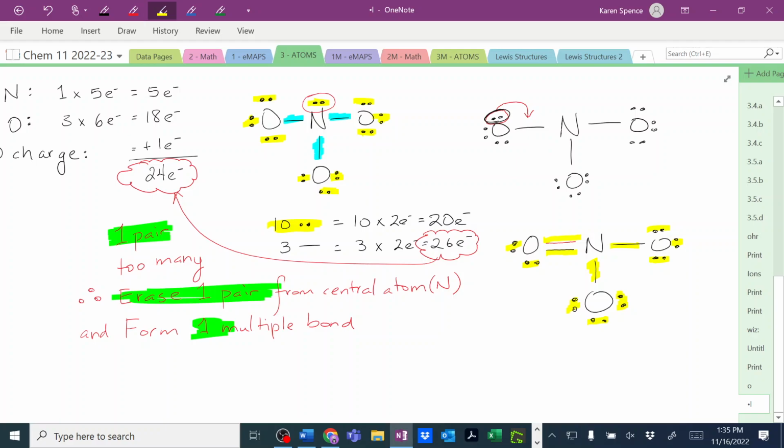Now we're going to look at nitrogen. And I can't block off the other oxygen. You're going to have to pretend because I only have 2 hands. How many pairs are around the nitrogen? 4 bonding pairs. Is that what we want? Yes.